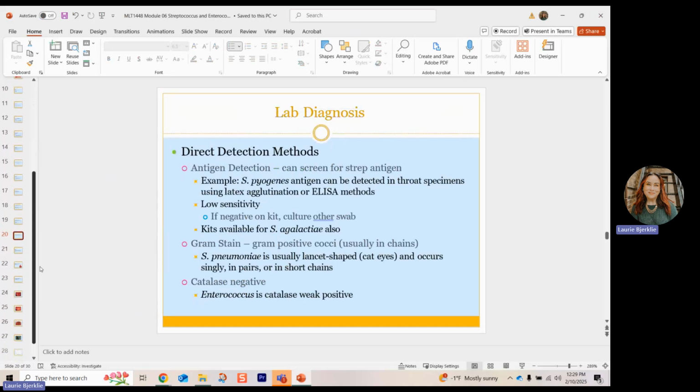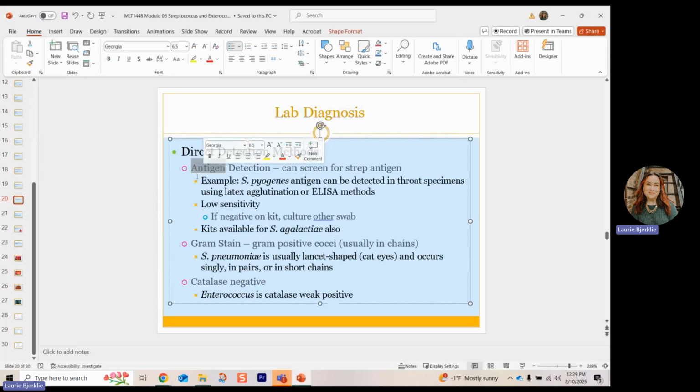All right, so now that we covered some of the main pathogens out of the streps and enterococcus, let's discuss diagnosis. So of course we have, as we mentioned, strep kits for antigen detection. Strep pyogenes antigen can be detected on throat specimens using an ELISA method kit or latex agglutination kit. These are methods that you can learn in immunology class. They're looking for that strep pyogenes antigen, and they have antibodies that will bind with it and produce a color change in the kit that says it's positive.